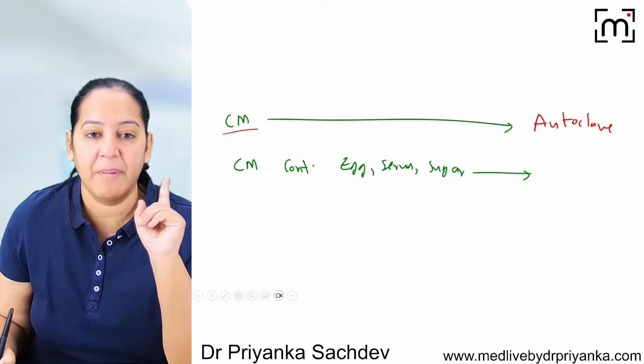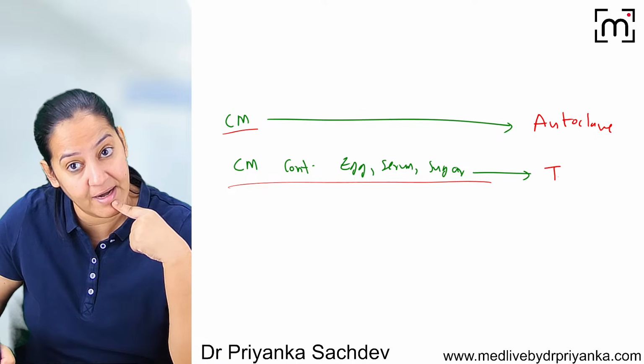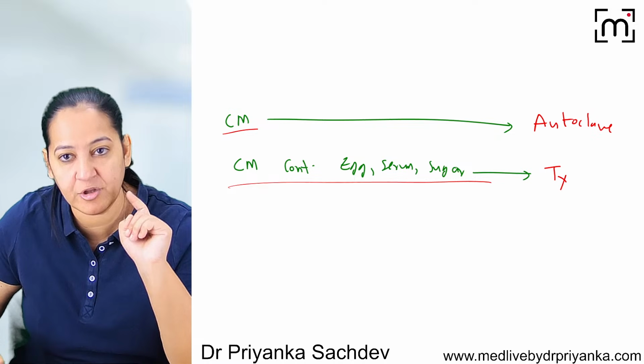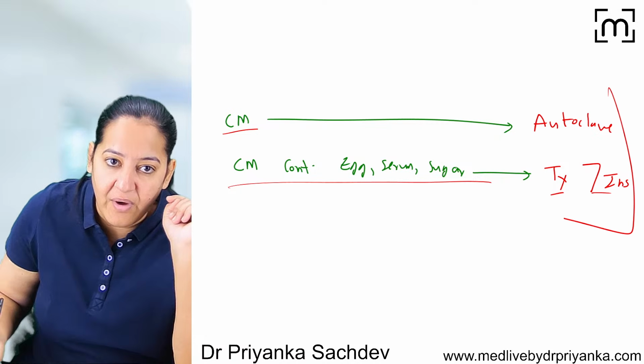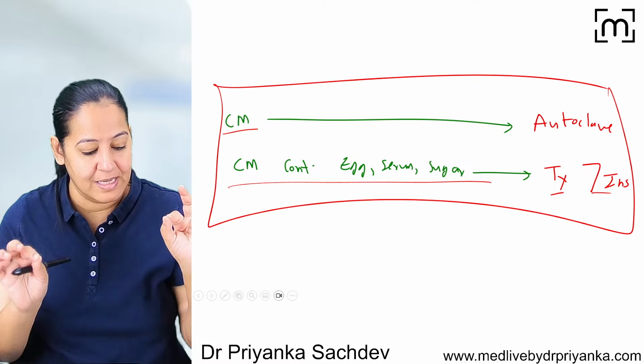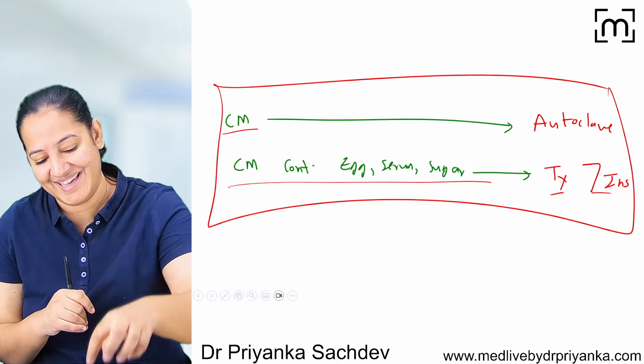This is above 100. But for the culture media containing egg, serum and sugar, the best method is Tyndallization if it is given in the option. If it is not given in the option, look for Inspissation. Tyndallization followed by Inspissation. Please write it down, learn it. There is a confusing question. So please learn it. Give me a thumbs up on this point. Say yes if you got it.